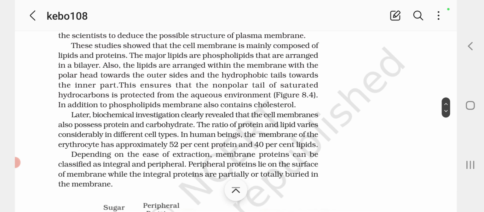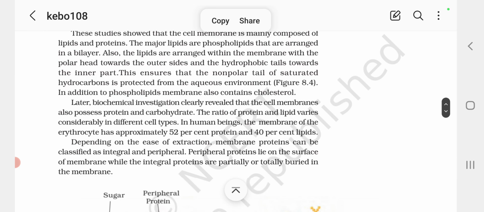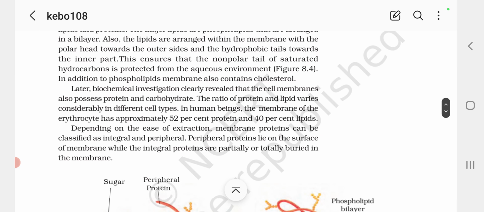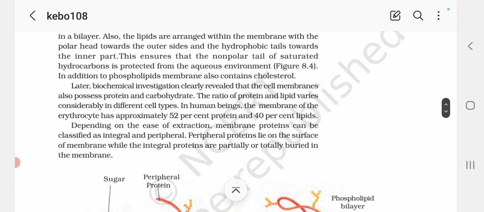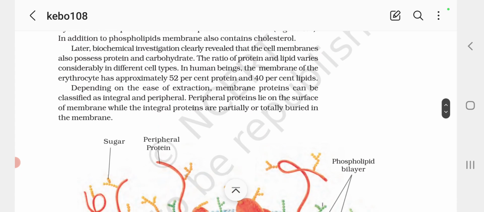The study showed that the cell membrane is mainly composed of lipids and proteins. The major lipids are phospholipids that are arranged in a bilayer. Also, the lipids are arranged within the membrane with the polar head towards the outer sides and the hydrophobic tails towards the inner part. This ensures that the non-polar tail of saturated hydrocarbons is protected from the aqueous environment. In addition to the phospholipids, the membrane also contains cholesterol. Later biochemical investigation clearly revealed that the cell membranes also possess protein and carbohydrate.